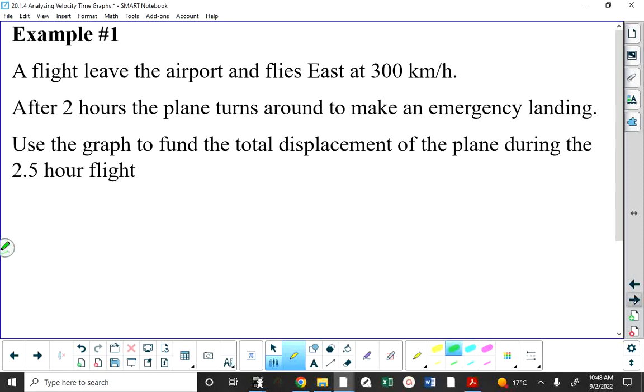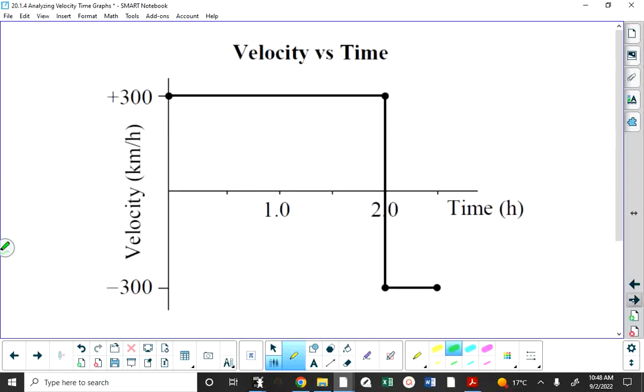So take a look at the first graph. A flight leaves the airport and flies at 300 kilometers per hour. After 2 hours, the flight turns around and makes an emergency landing. So what is the displacement during the total 2.5 hours? Now, let's read this graph first of all and understand what's going on. The vertical axis is velocity. So for the first 2.0 hours, the plane is flying at positive 300 kilometers per hour. It's flying east at 300 kilometers per hour.